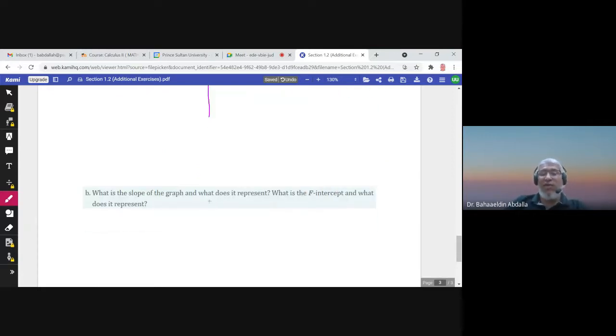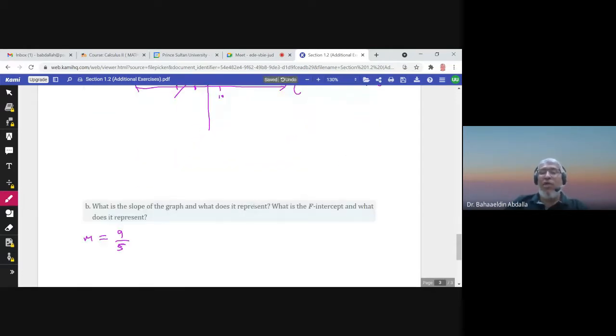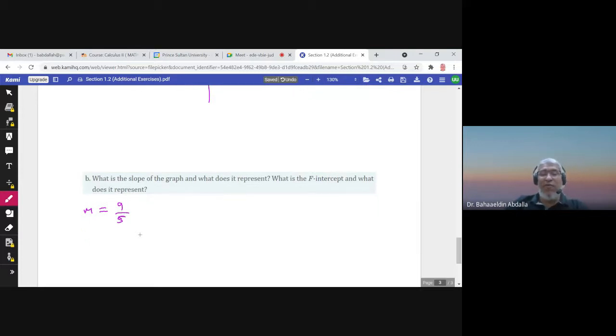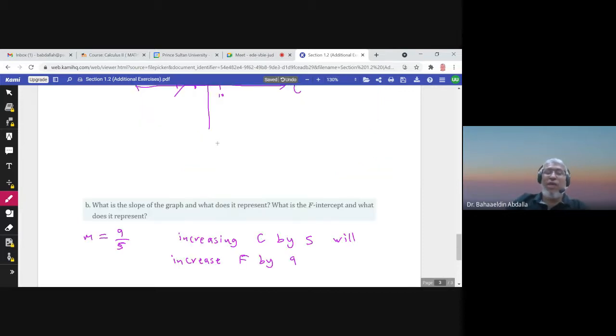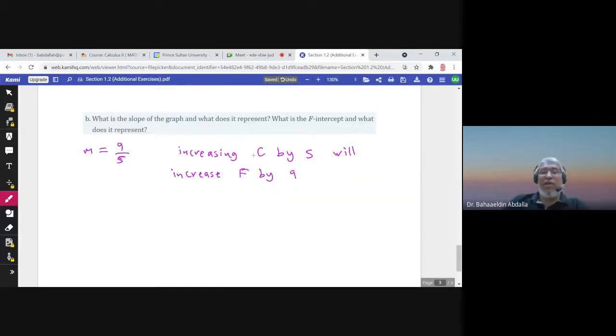What is the slope of the graph? The slope of the graph is 9 over 5, isn't it? 9 over 5. What does it represent? It represents what? Increasing C by 5 will increase F, the Fahrenheit scale, by 9. So if you increase the scale C, if you go to the right, increase C by 5, F would be increased by 9. This is the meaning of the slope.